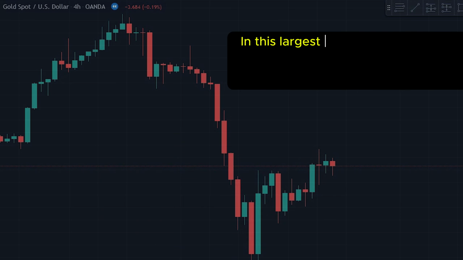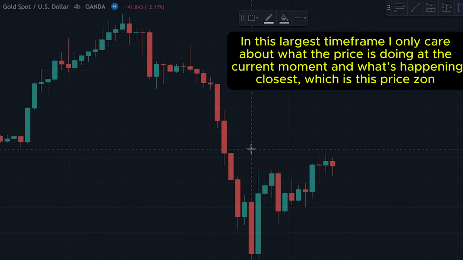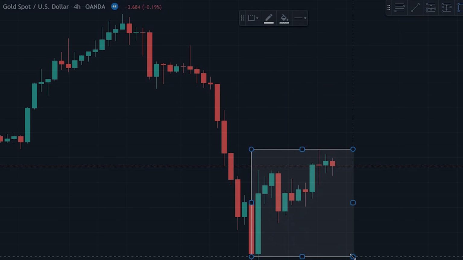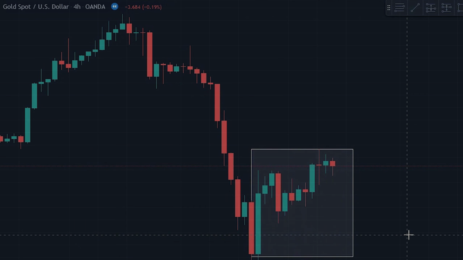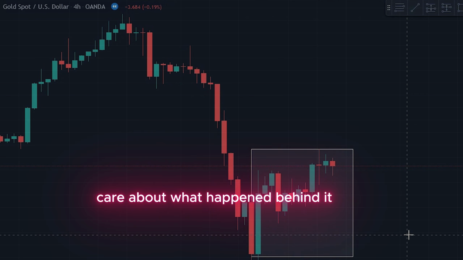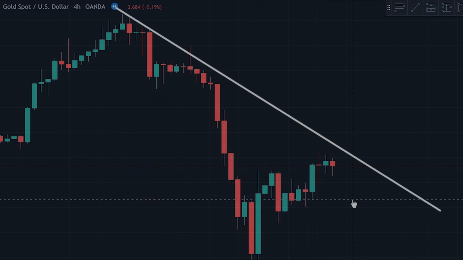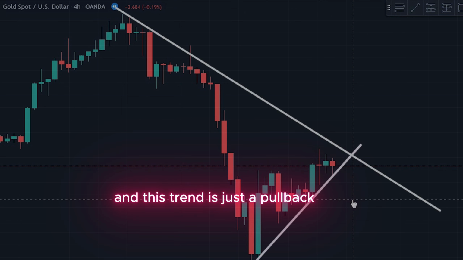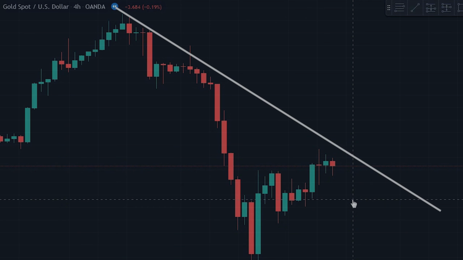In this largest time frame, I only care about what the price is doing at the current moment, and what's happening closest, which is this price zone. And I really don't care about what happened behind it. Because if I care about what happened behind it, like in this case, a large downtrend, and this trend is just a pullback, so we should look for a sell order, right?